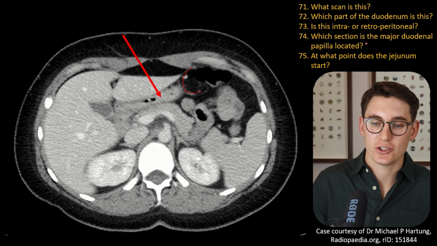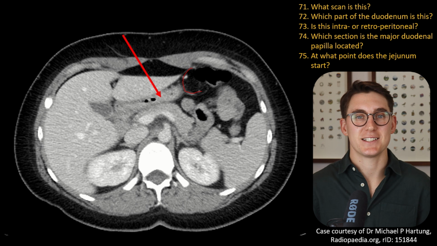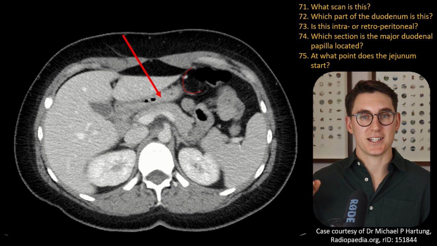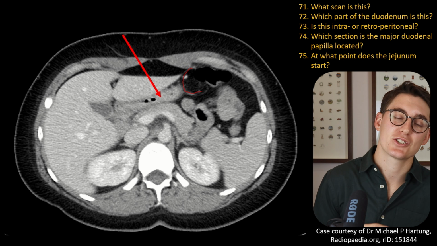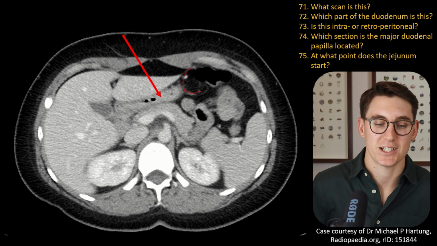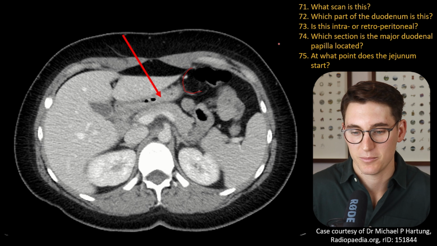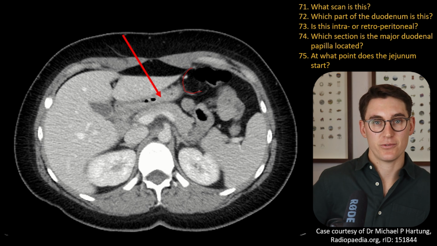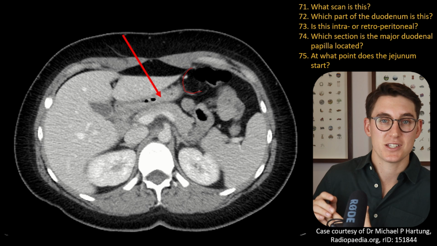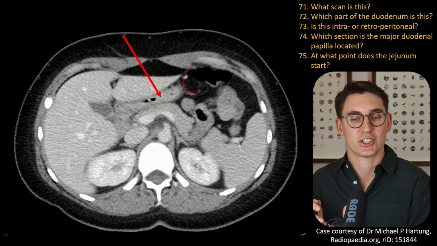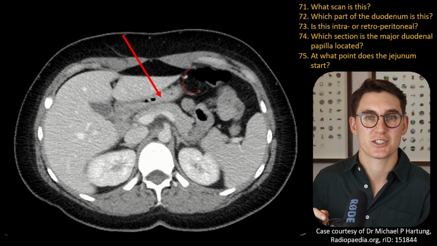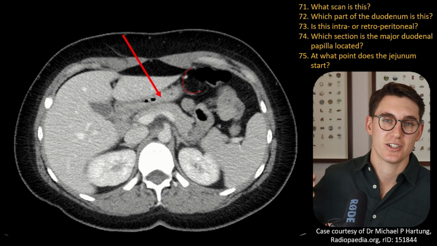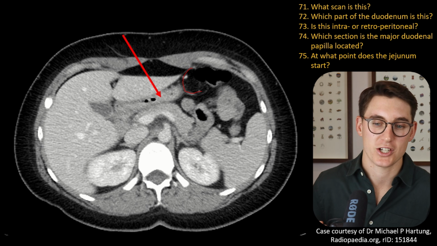Which section is the major duodenal papilla located? Well, that is in D2. That's where our pancreatic duct, our common bile duct, insert into that duodenum, releasing their contents into the second part of the duodenum, D2. At what point does the jejunum start? Well, we've said D4 heads up and then becomes the jejunum. That's the DJ flexure at the ligament of Treitz. So at our ligament of Treitz, the DJ flexure, that small bowel then becomes jejunum.